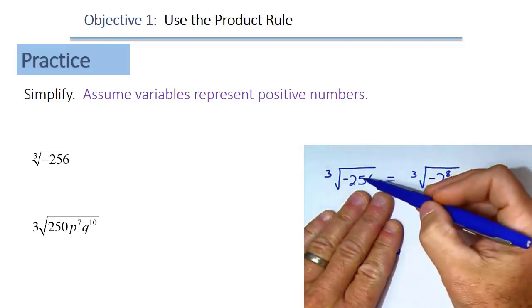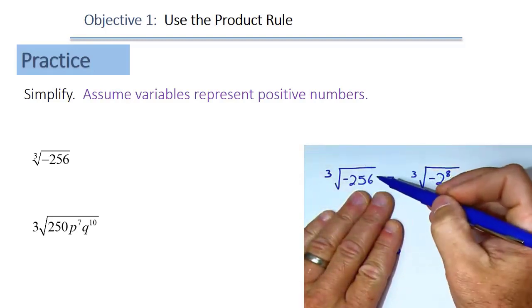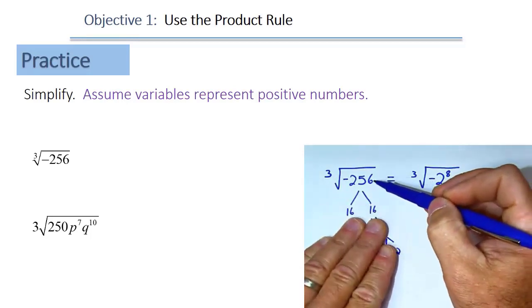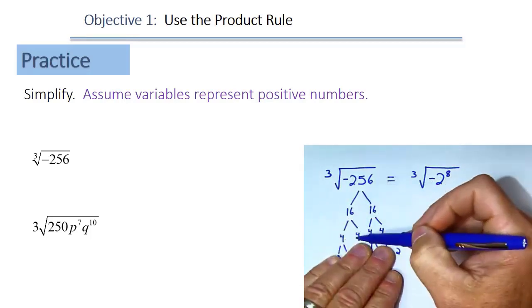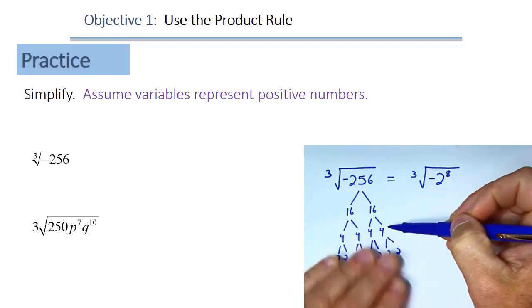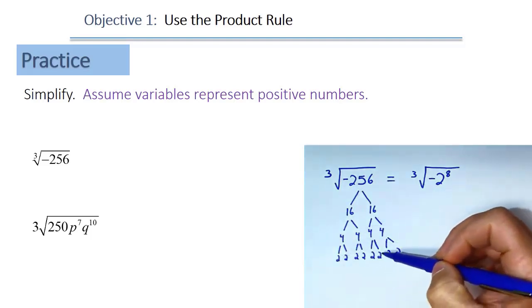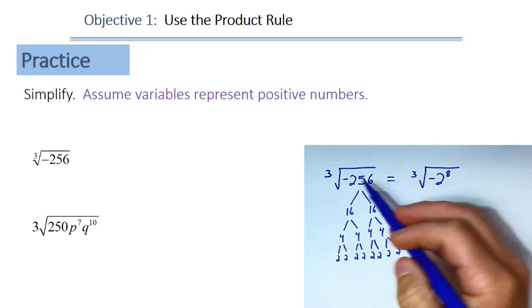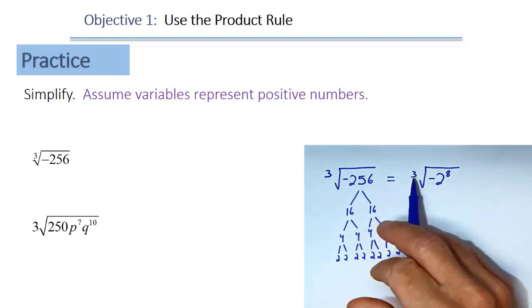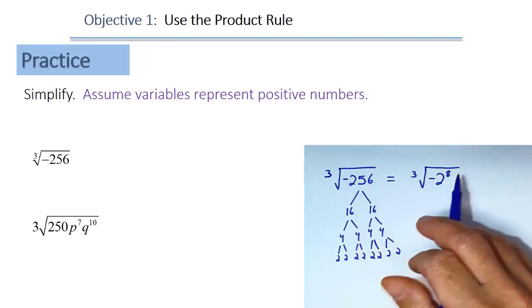Okay, well, we need to do the prime factorization on 256. 256 is 16 times 16, which breaks down to 4 times 4 times 4 times 4, which breaks down again to 2 times 2 times 2 times 2 times 2 times 2 times 2 times 2. So cube root of negative 256 is the cube root of negative 2 to the 8th.